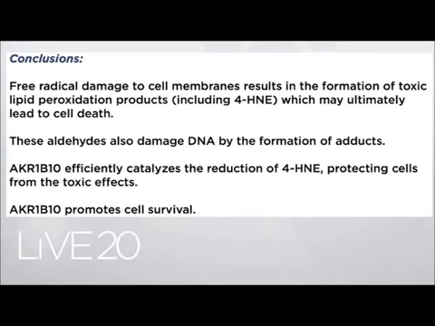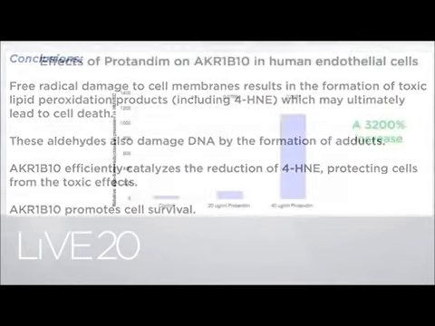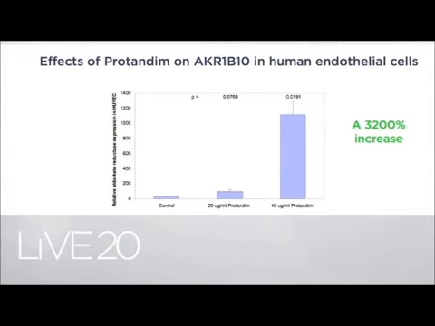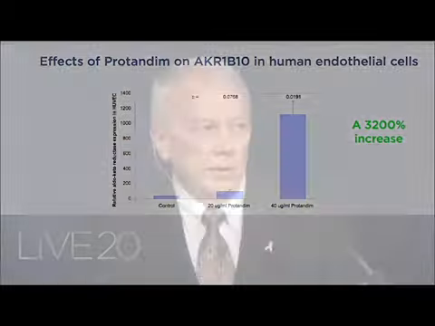What does Protandim do to this gene? The one on the left is the control. And here you see two concentrations, a very low and a higher concentration of Protandim, a 3,200%, 32-fold increase in the production of this gene product. And this is a good one. The more of this you have, the more protected you are, right?